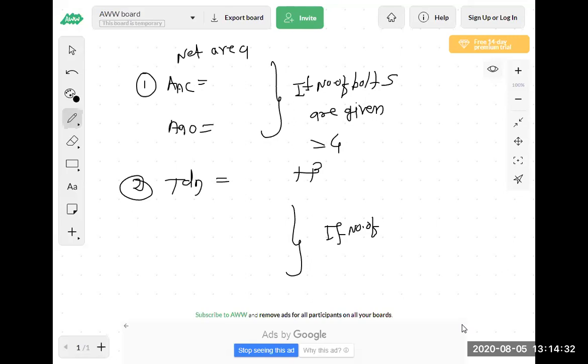आता येतोय का व्यवस्थित? हा सर, ओके, काही प्रॉब्लेम नाही. ओके.